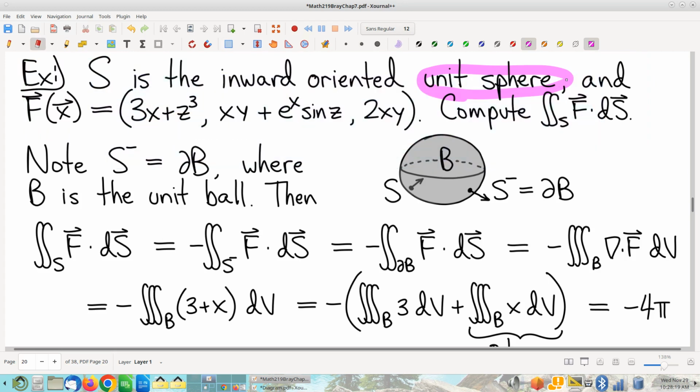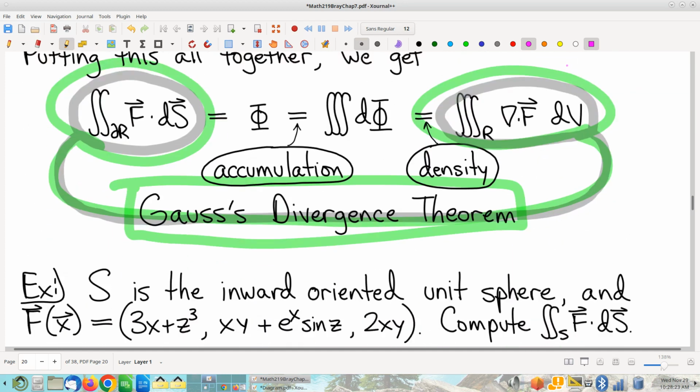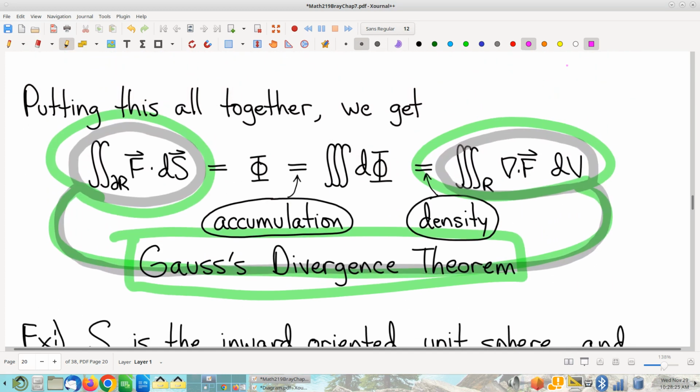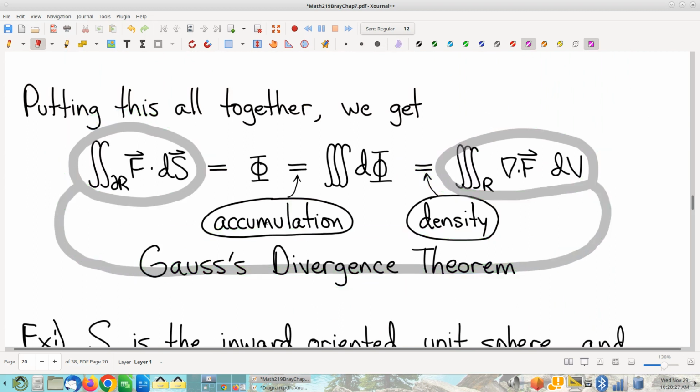Okay. So, different approach. We have a brand new shiny theorem that says, hey, if you want to compute a flux, how about you just compute the corresponding triple integral? So we would like to use this theorem. Now, there is a catch, as with all of these accumulation theorems, which I sometimes call boundary theorems.